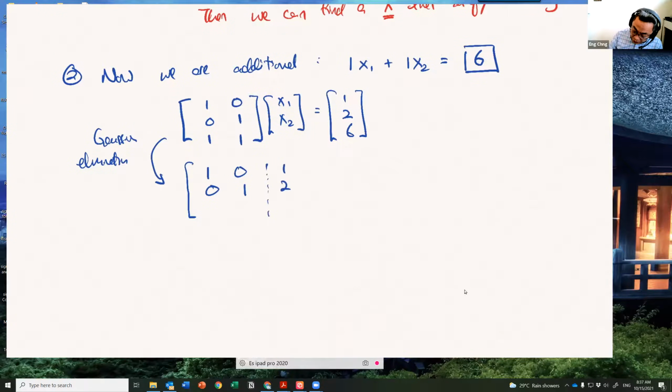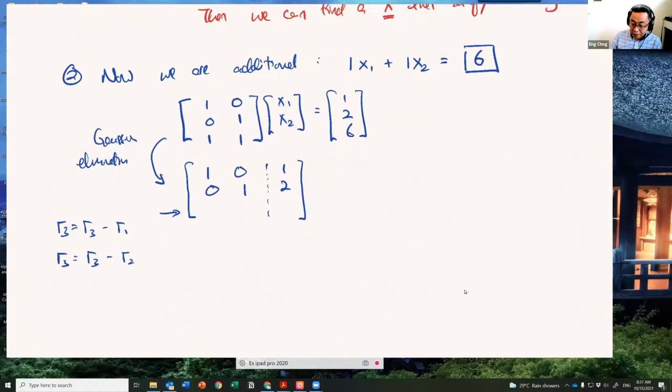Now, what am I going to do? I'm going to take the third equation. So row 3 equals row 3 minus 1 times row 1. Then after that, the new row 3 equals row 3 minus 1 times row 2.